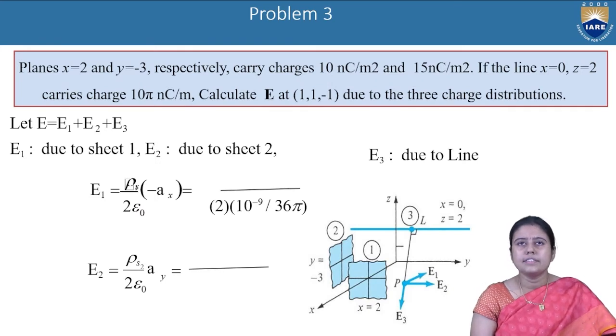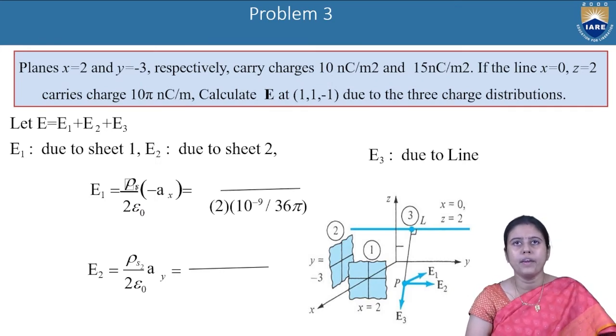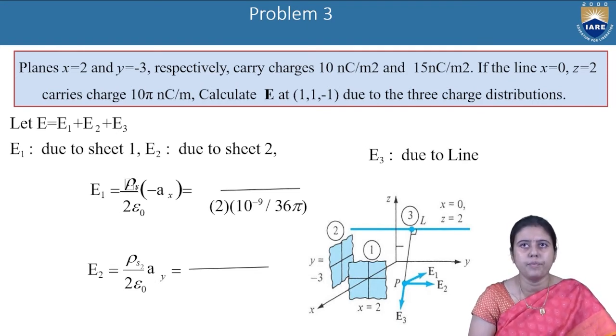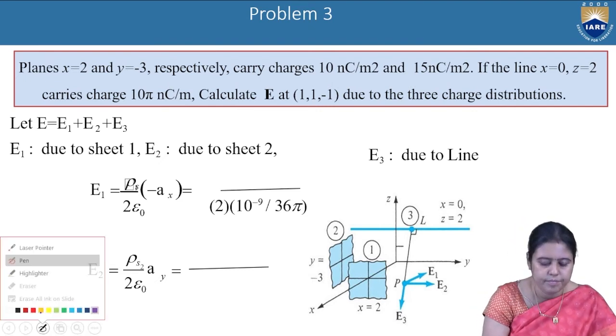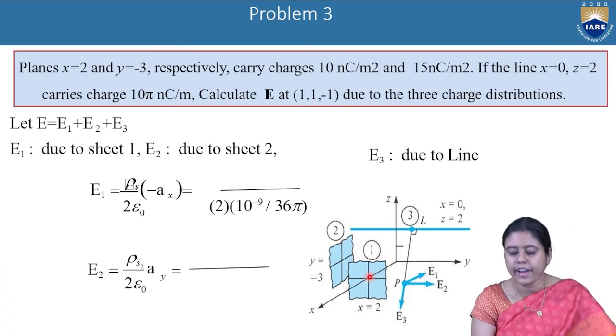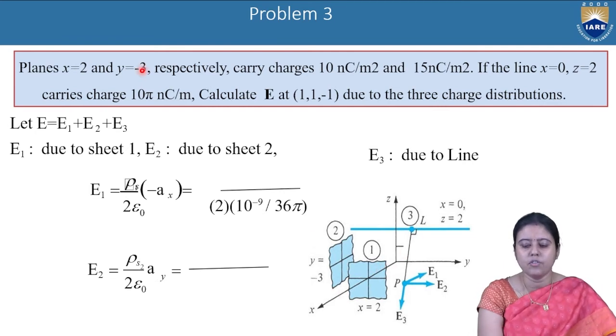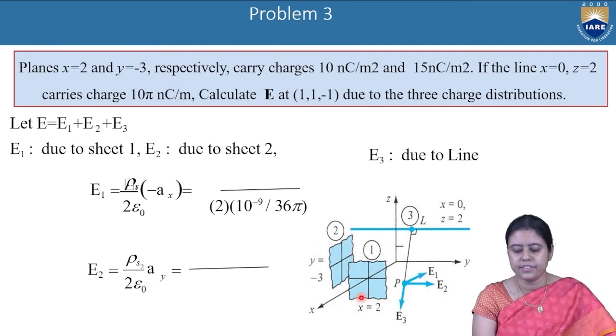Next, this is the third important problem of this topic. Planes x is equal to 2 and y is equal to minus 3 respectively carry charges 10 nanocoulomb per meter square and 15 nanocoulomb per meter square. So there are two charges you can see. This is our x, y, z axis, and this is our x axis, and x equals 2 is a surface. Similarly, y is equal to minus 3 is another surface.